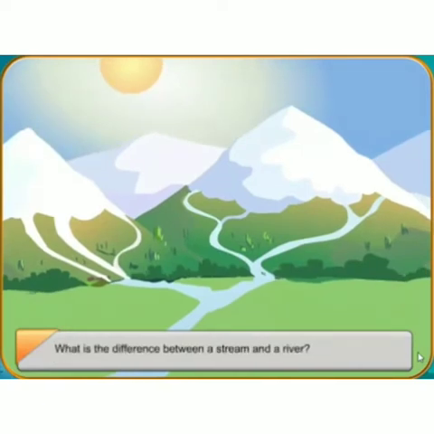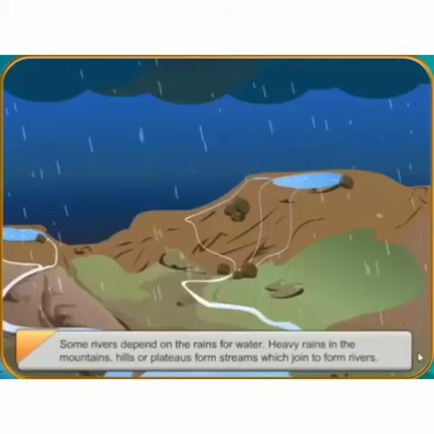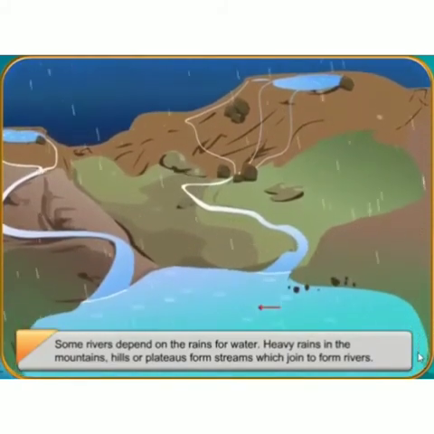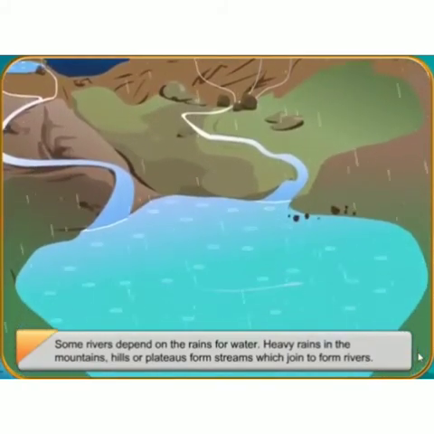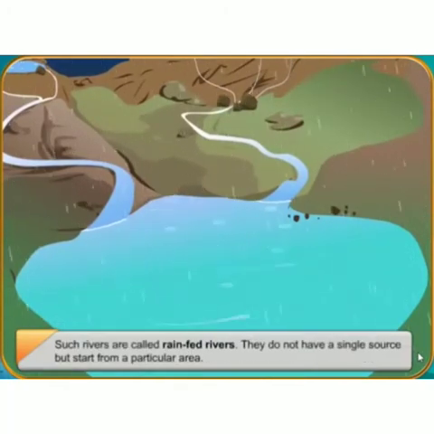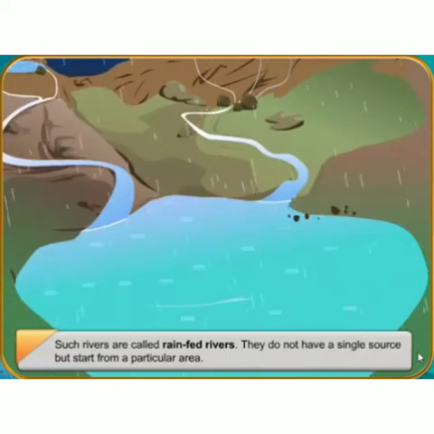What is the difference between a stream and a river? Well, some rivers depend on the rains. Heavy rains in the mountains, hills, and plateaus form streams which join to form rivers. Such rivers are called rain-fed rivers. They do not have a single source but start from a particular area.